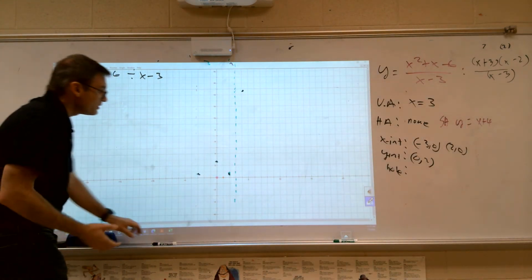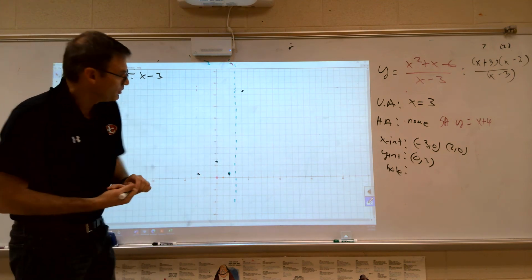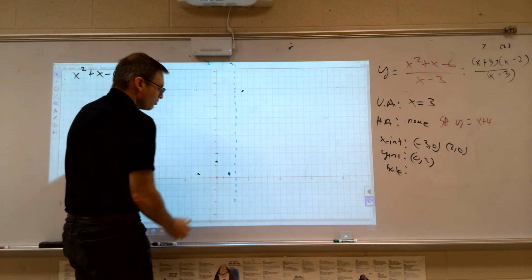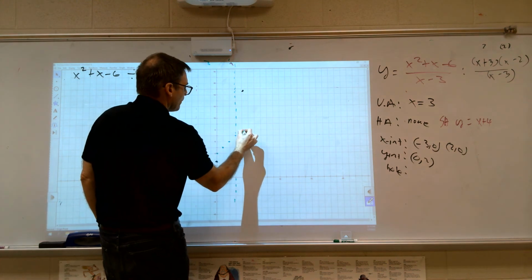And how we deal with that is, well, we're going to graph it. So if it's y equals x plus 4, that says y-intercept of 4, slope of 1. Okay, so it goes up 1 over 1.